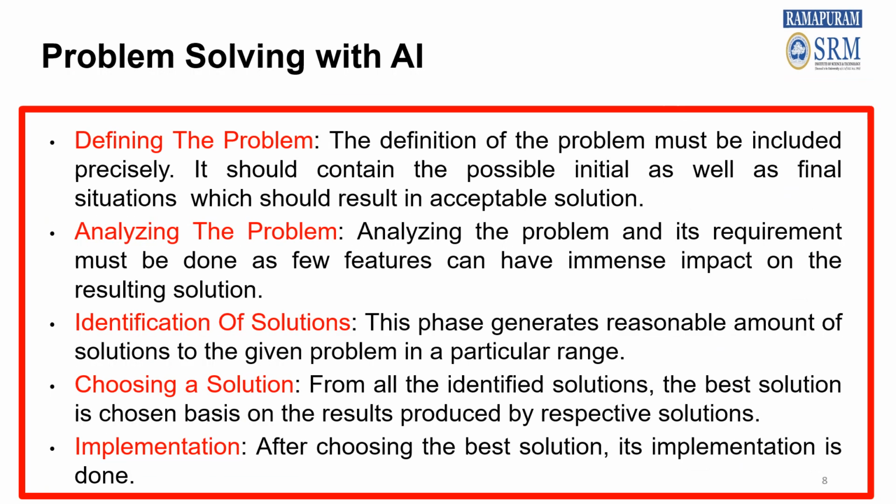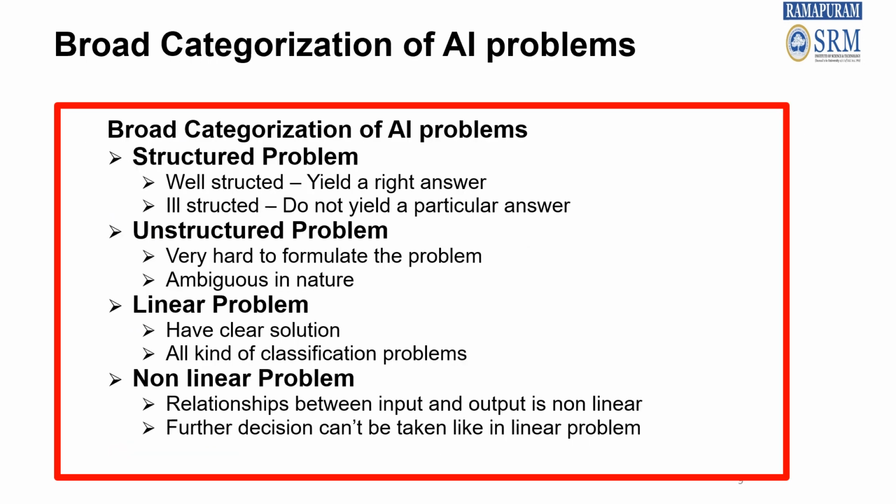Okay, so whatever I have explained will be there here. Define, analyze, and then identify all solutions, then choose the best one and implement, right? So next, what are the categorizations of AI problems? AI problems are categorized as structured and unstructured, linear and non-linear problems.